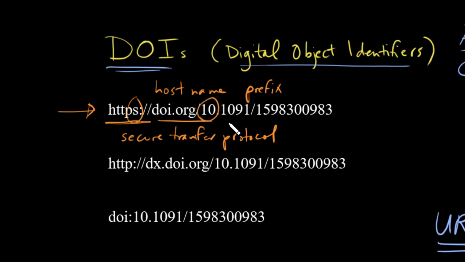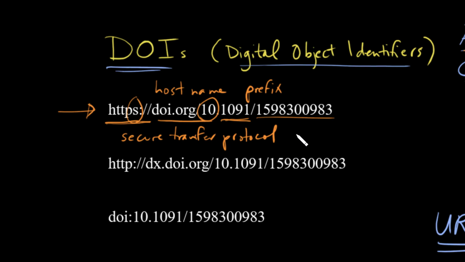Then you have a period, and then the rest of the prefix is this number that's at least 4 digits long. And what this refers to is the registrant, or the publishing company or the organization that is assigned this particular number. Then we have a slash here, and then we have a series of other numbers or letters as well. So it can be numbers or letters, doesn't really matter too much. And there can be some other punctuation in there as well. So those are the 4 parts then of a DOI.